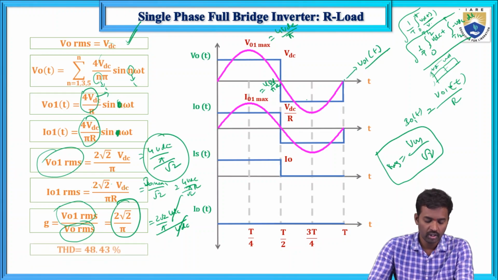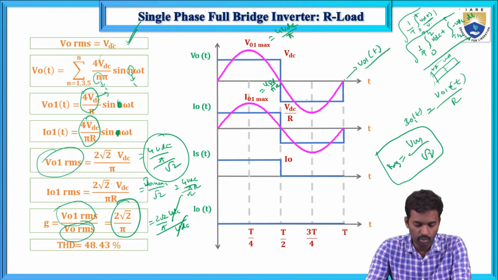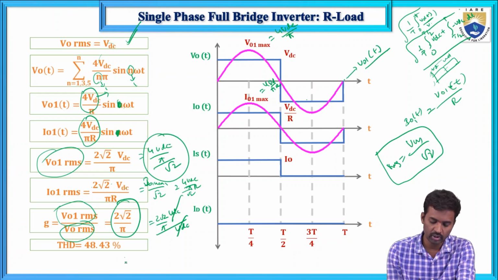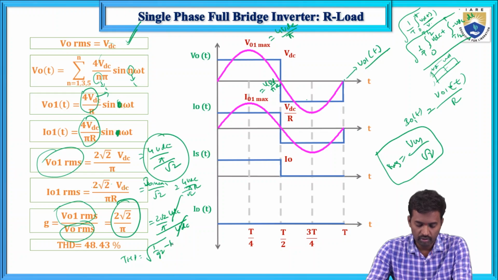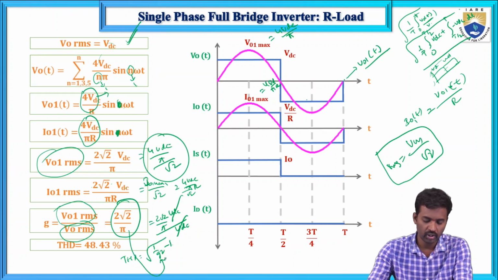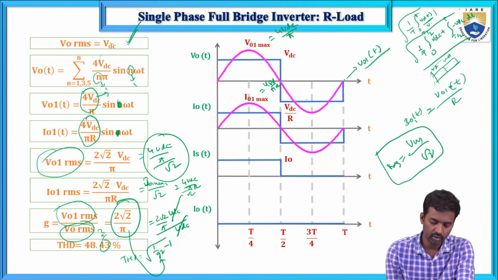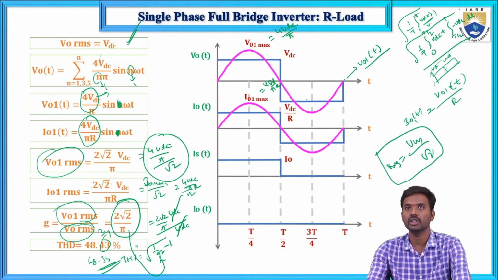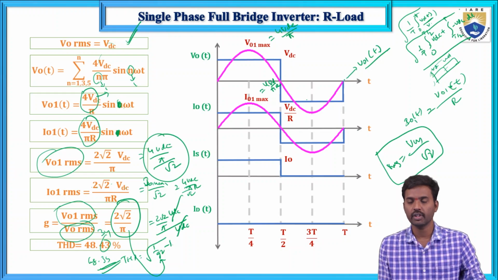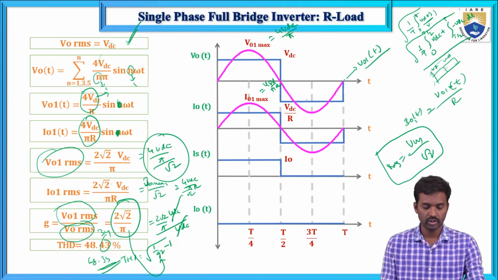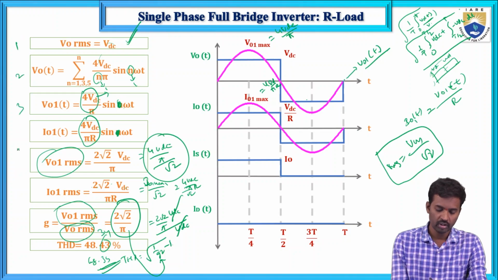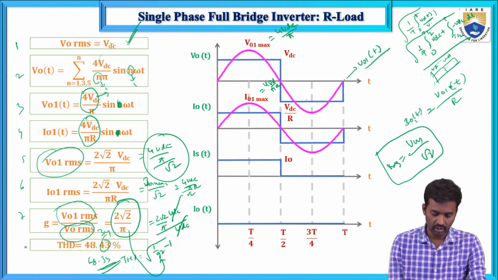And next, what about the total harmonic distortion? THD equals square root of 1 by G square minus 1, where G is the distortion factor. If you substitute this value in this, you will get 48.34 as your answer. Total harmonic distortion for the single phase half bridge inverter for R load is 48.34. And now these are the first formula, second, third, fourth, fifth, sixth, seventh, and eighth.